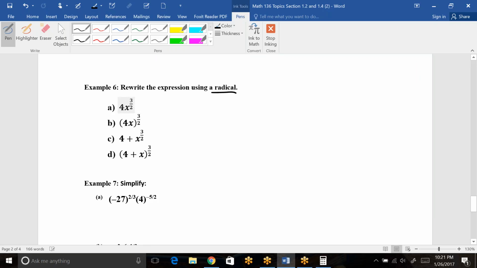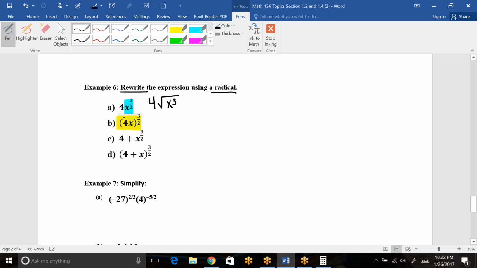For example 6, write these all back into radical form. Be careful here. This is why I point this out. In this first case, notice there's no parentheses, but in the second case there is. When there's no parentheses, the power only goes to the base directly in front of it. So this 4 is not included. So it would be a 4, and then when you write this as a radical, you look at the bottom for your root. So this would be the square root of x to the 3rd. Now I could simplify this, but they didn't ask us to simplify. It just said rewrite. So unless it says rewrite and simplify, you can just leave this alone.